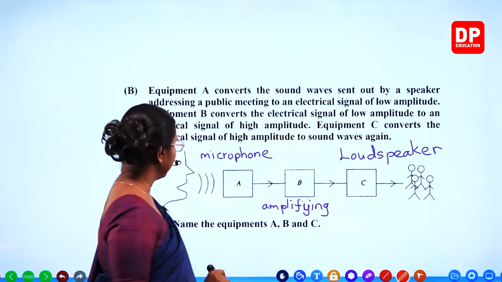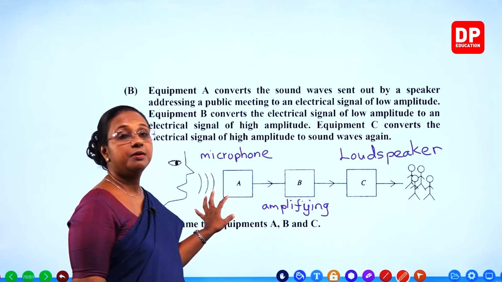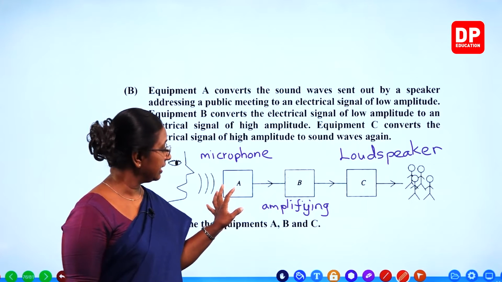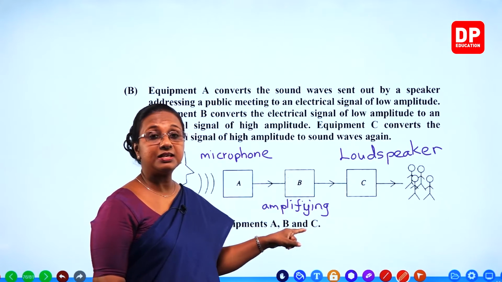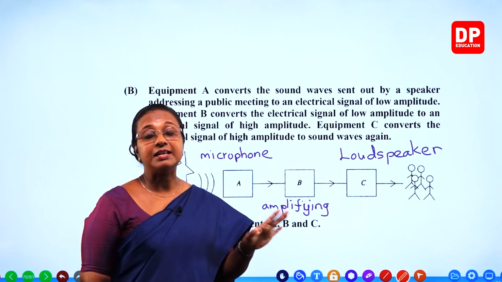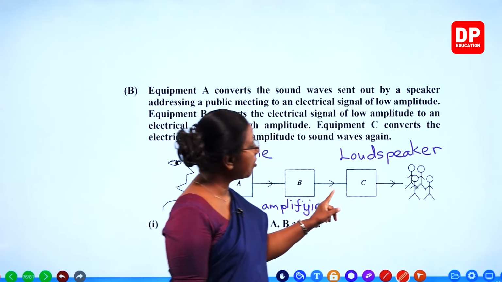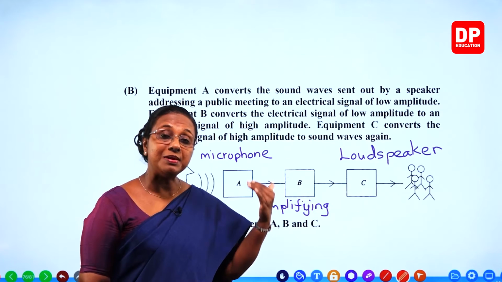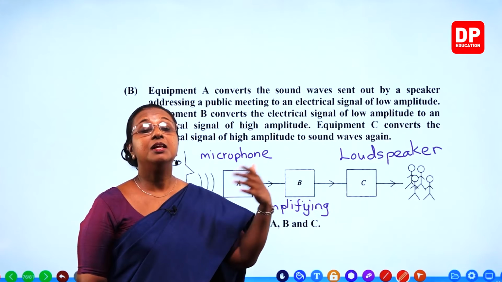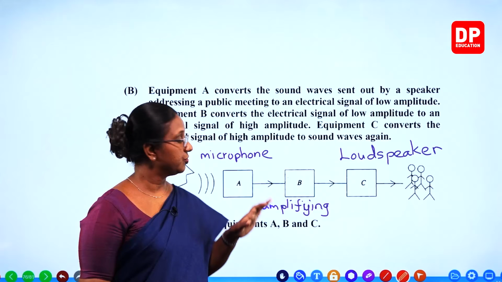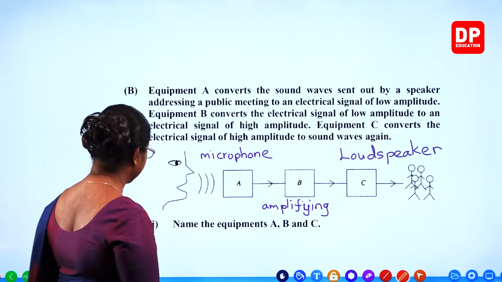So this is a public speaking system. The microphone functions based on electromagnetic induction. Then in the amplifying circuit, you have a transistor that acts as the sound amplifier. Then you have the loudspeaker that converts the amplified electric signal to sound. So that is the process taking place here.